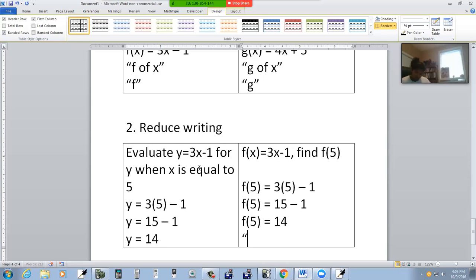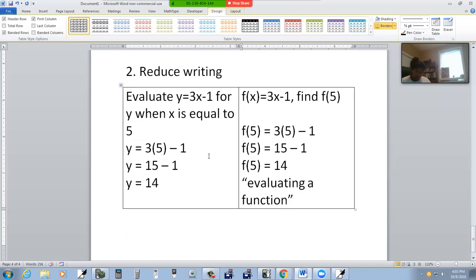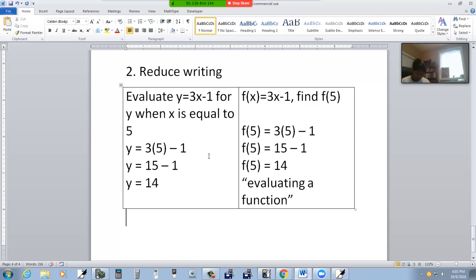Now, this is referred to as evaluating a function. You may have heard the other way referred to in different manners. One way is evaluating an algebraic expression. Sometimes they say evaluating an equation. There are different ways that books will write this. Now let's take a look at evaluating a function and see the steps for it.